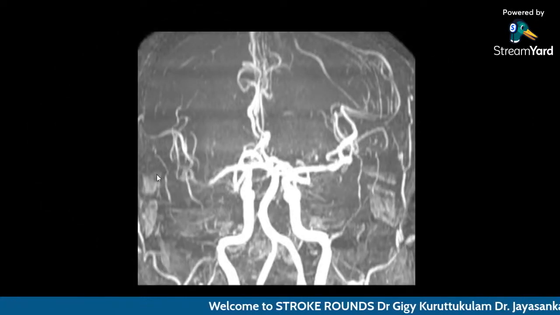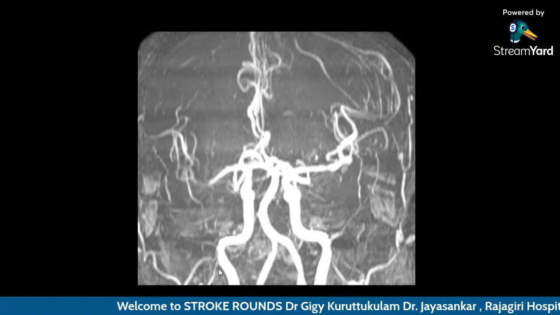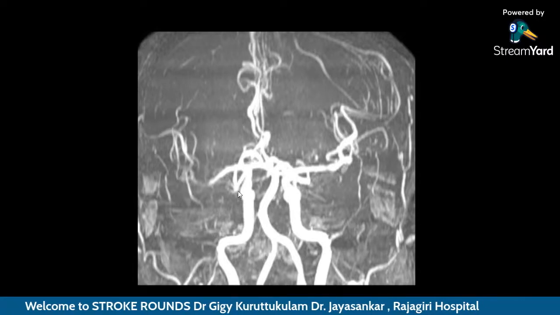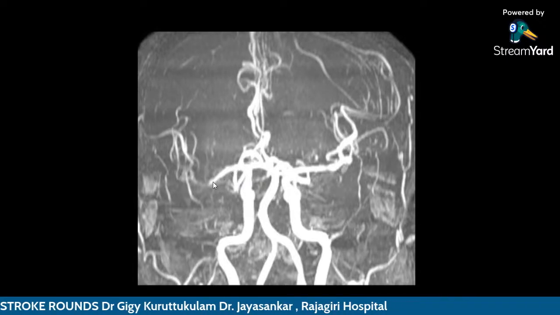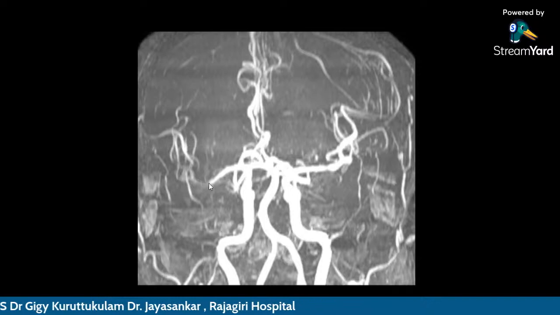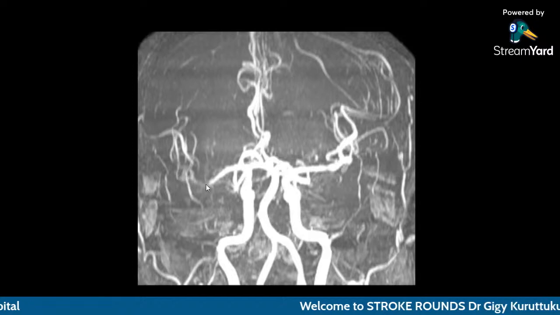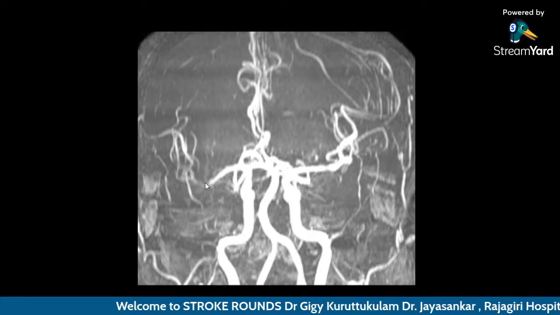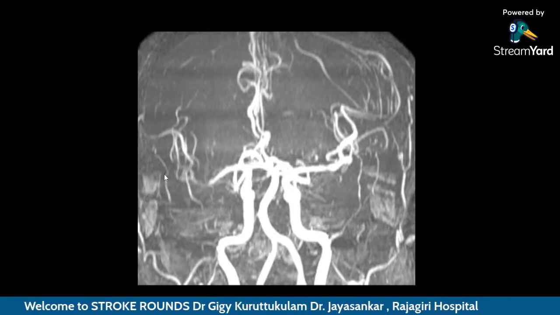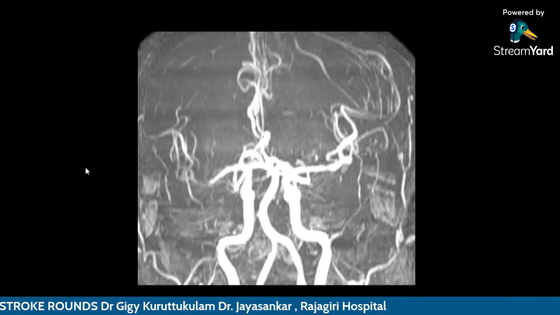This is the MR angiogram picture showing the right internal carotid artery with severe narrowing of the right distal MCA, with the rest almost preserved. There is some disease of the distal MCA, M1 segment. Whether it is a thrombus with flow or a stenosis, it is difficult to say.